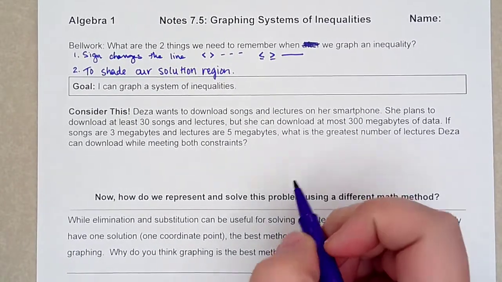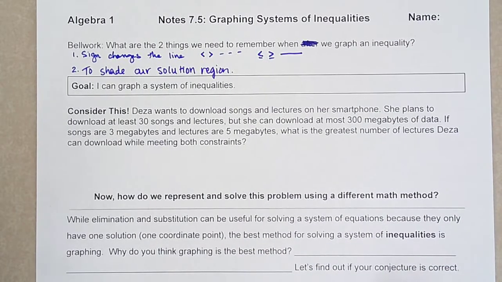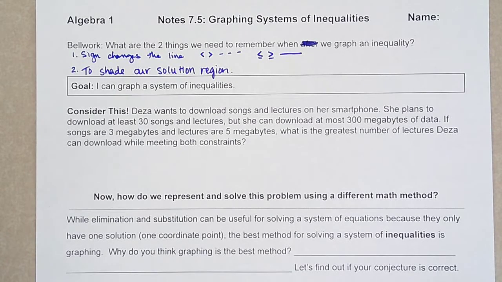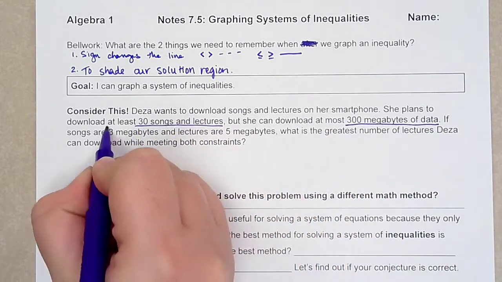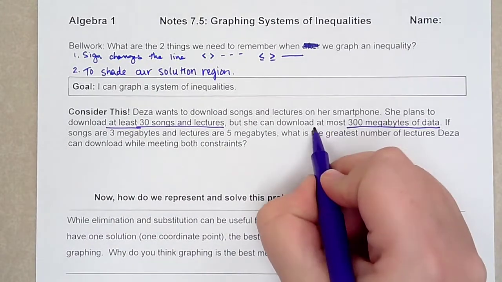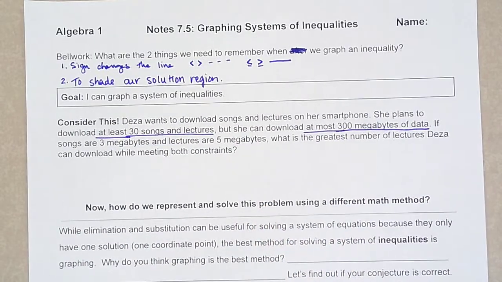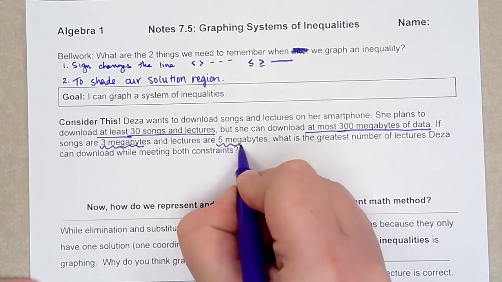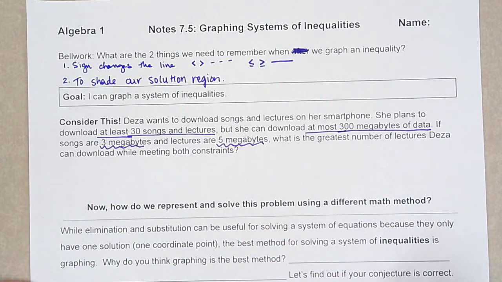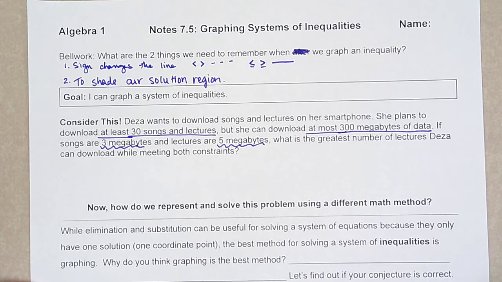So consider this. Let's get our brains warmed up with a word problem. Daisy wants to download songs and lectures on her smartphone. She plans to download at least 30 songs and lectures, but she can download at most 300 megabytes of data. So at least 30 songs and lectures, but at most 300 megabytes. If songs are 3 megabytes and lectures are 5 megabytes, what is the greatest number of lectures that Daisy can download while meeting both constraints?